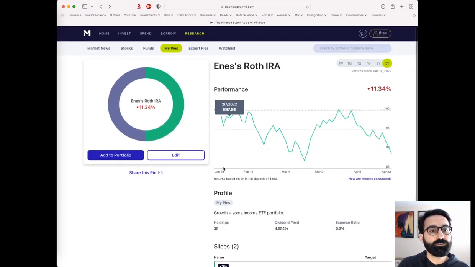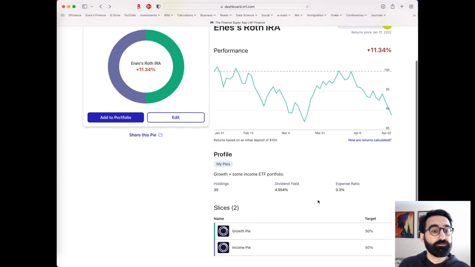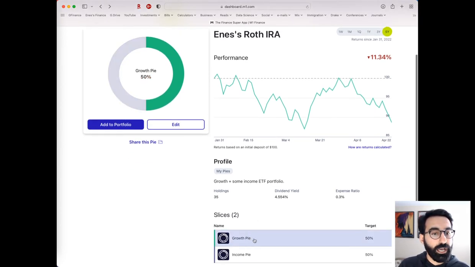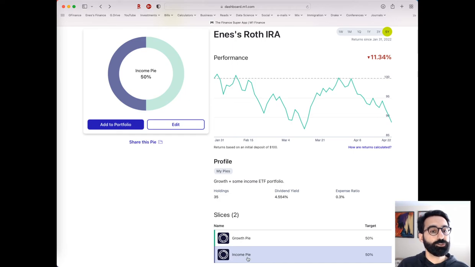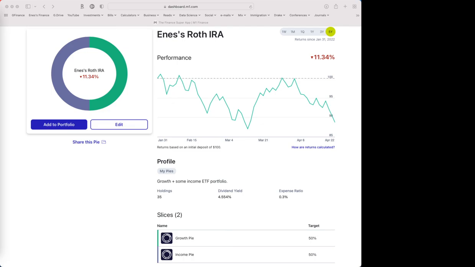When I go back to my overall portfolio again, what I can do is set up automatic payments to this account. So let's say I send $100 each month: $50 goes to the growth pie, $50 goes to the income pie. So I don't really need to do anything else. All I need to do is send my money and M1 Finance takes care of the rest.